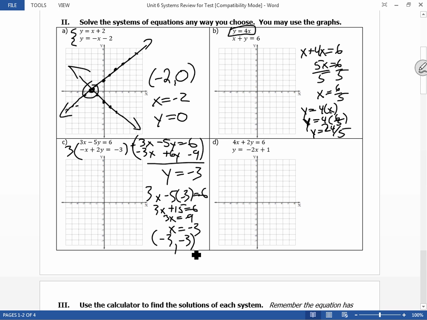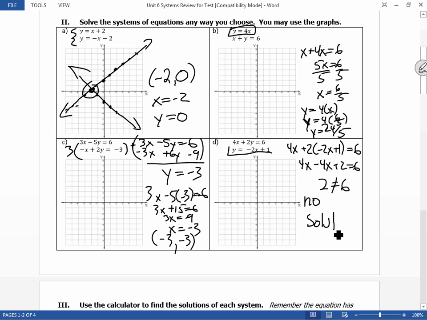For D, I'm going to go ahead and use substitution because once again, one of the equations is solved. So I'll get 4x plus 2 times negative 2x plus 1 equals 6, which is 4x minus 4x plus 2 equals 6, which means I write up this statement: 2 equals 6. That is, all the variables are gone. That's not a true statement. So the answer is no solution.